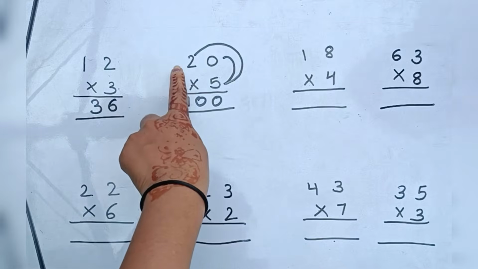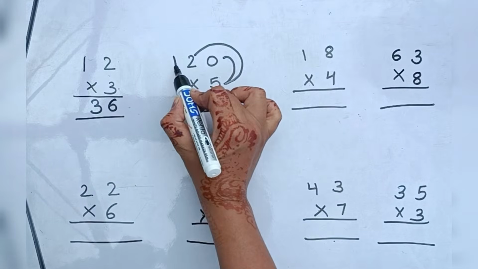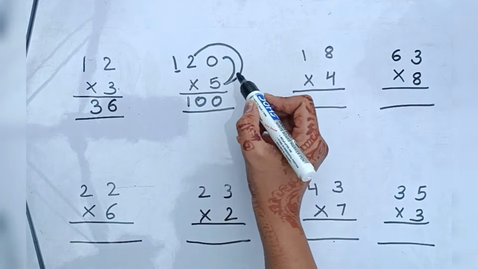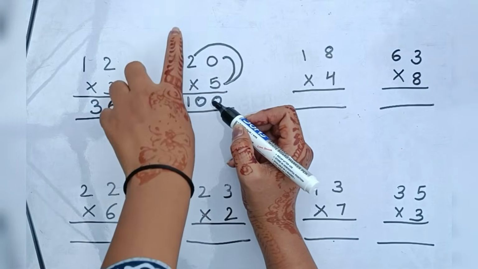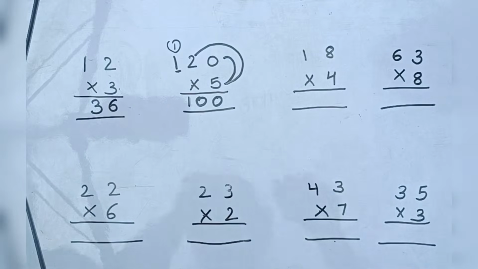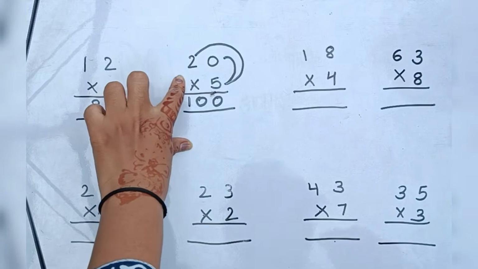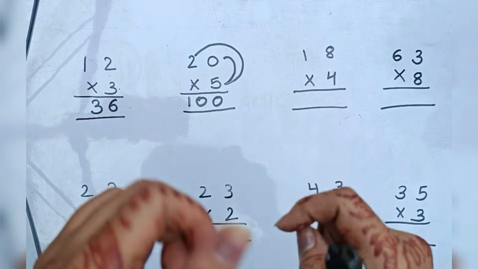If we have more numbers, like if we have 120, meaning more numbers in front of 2, then we have to take carry here. But in this question, we have only 2. So no need to give carry to other number.